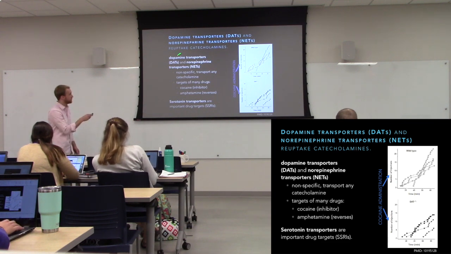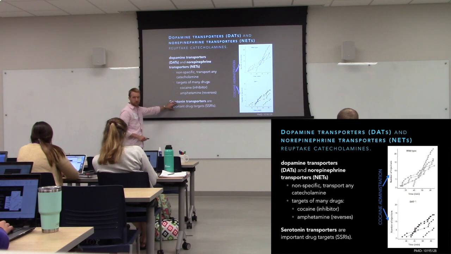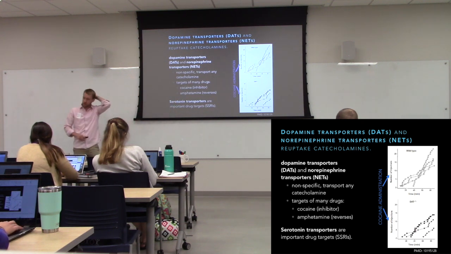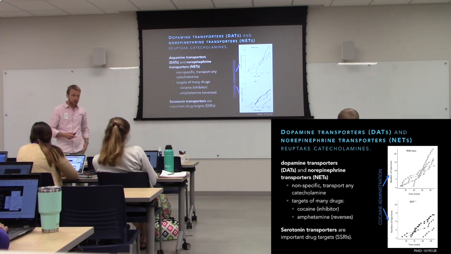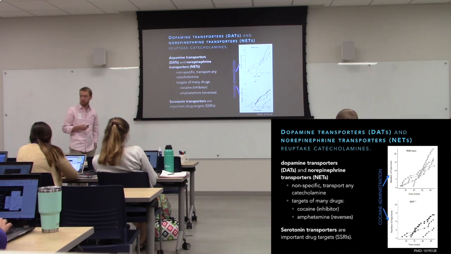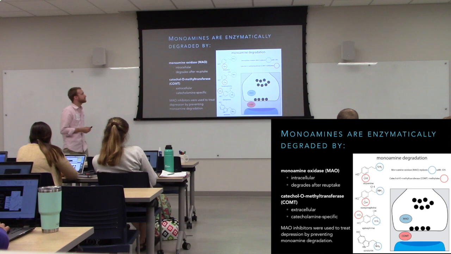So don't let the name fool you. We also have serotonin transporters as well. They transport serotonin, and they're also targeted by drugs as well. Antidepressants are going to prevent serotonin reuptake, which is going to allow serotonin to build up and then make the synapse less sensitive to serotonin. So it actually kind of does the opposite of what most people think that it does.